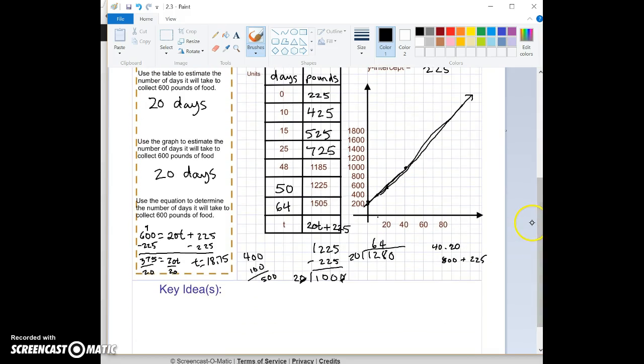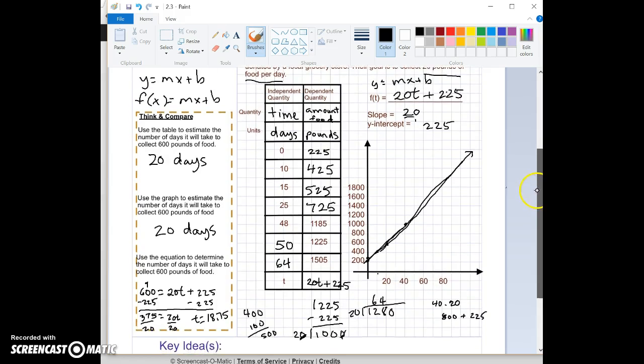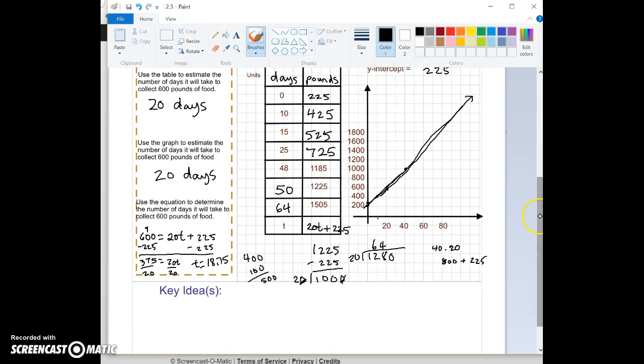Which one of our options, table, graph, or equation, is the most accurate? Yes, the equation is the most accurate, but that doesn't mean that we can't use the others for estimation. Go ahead and write yourself a key idea, and I'll see you in class.